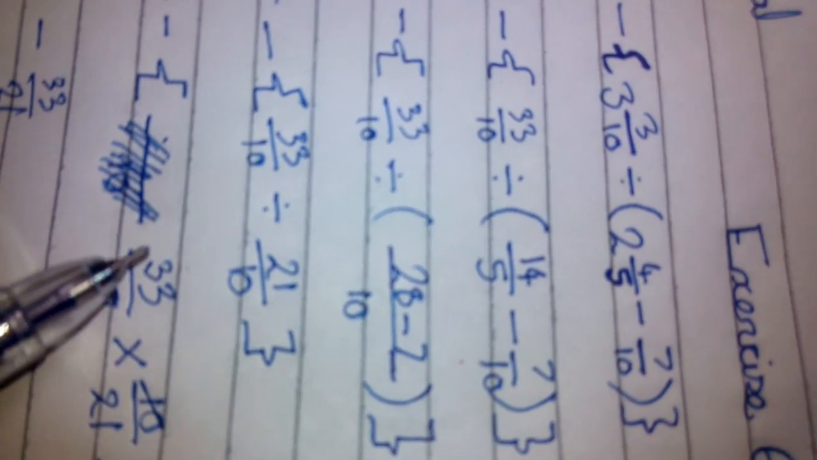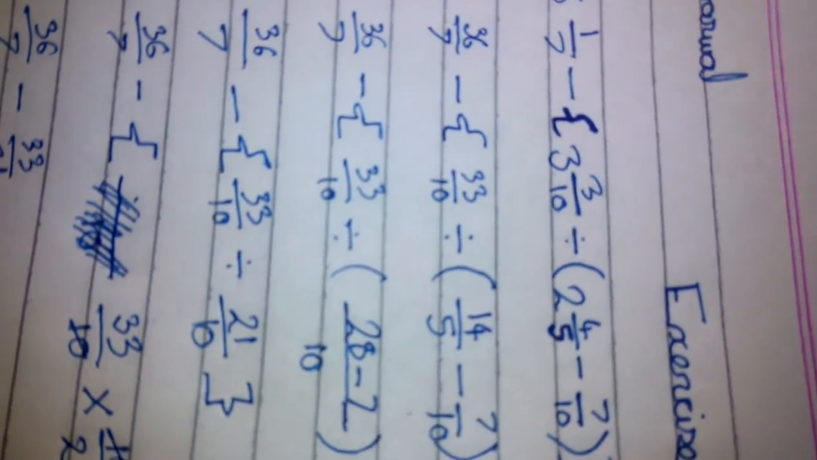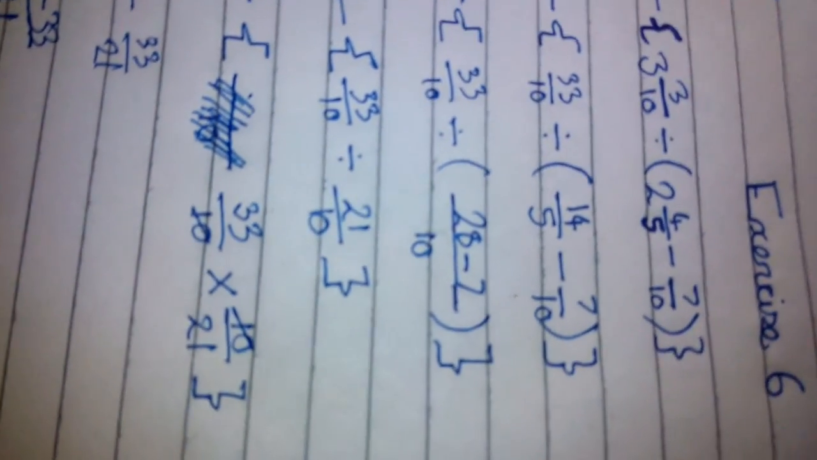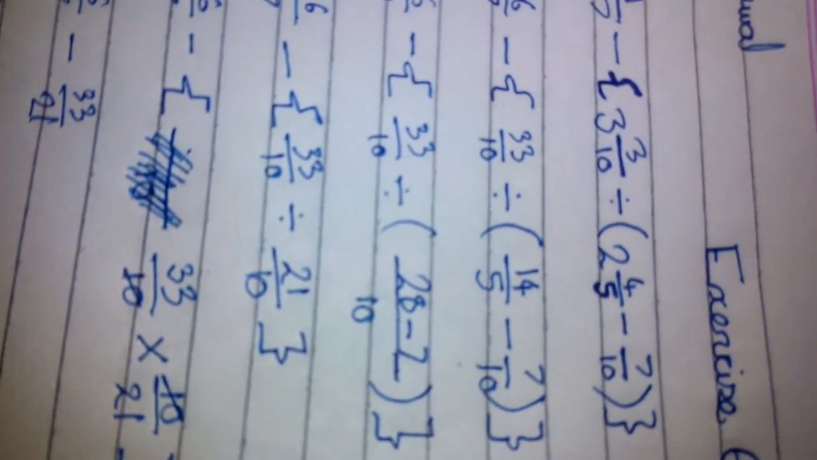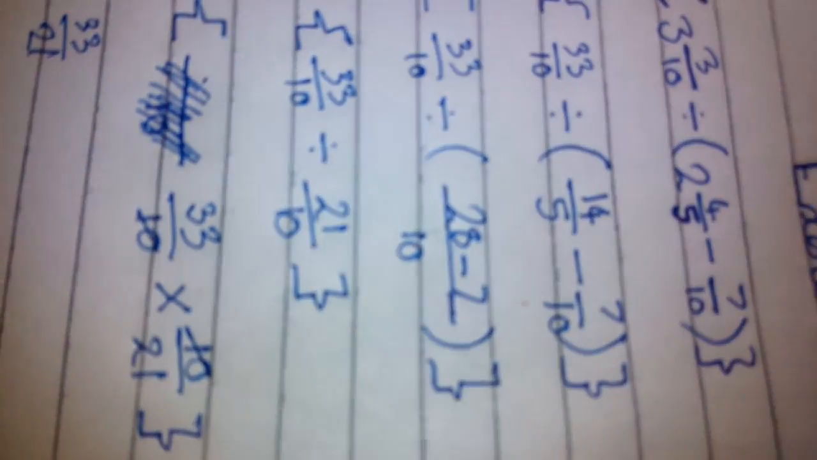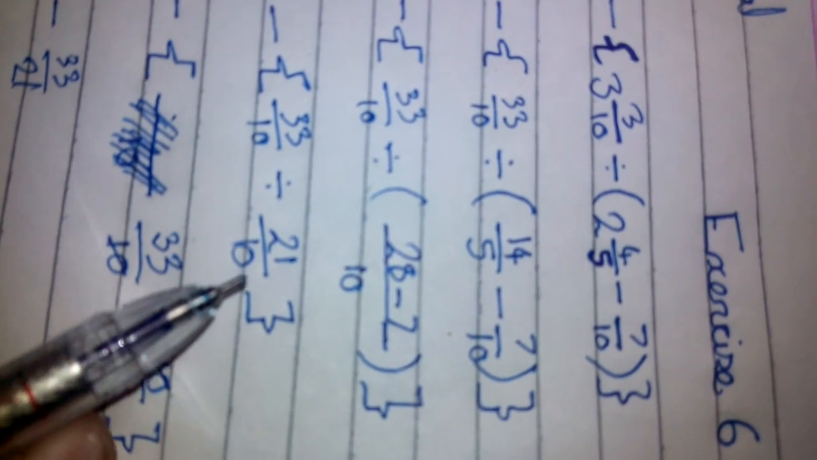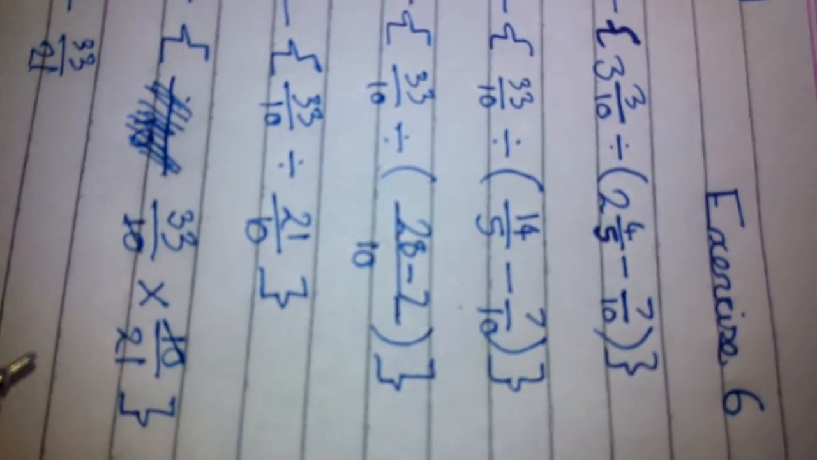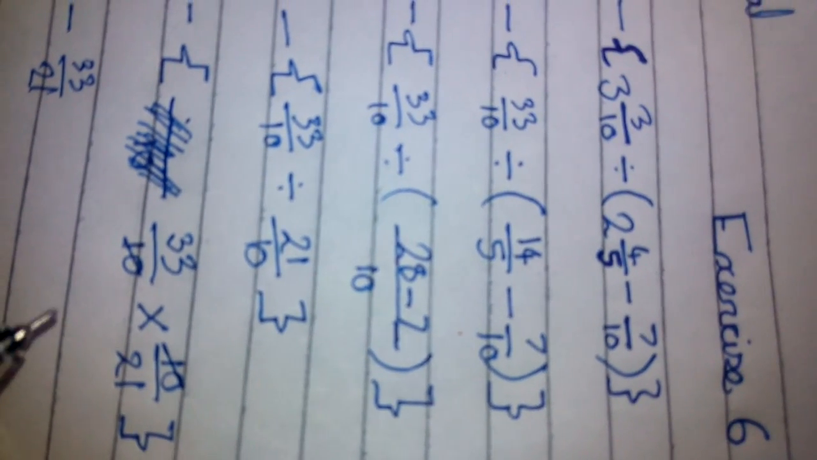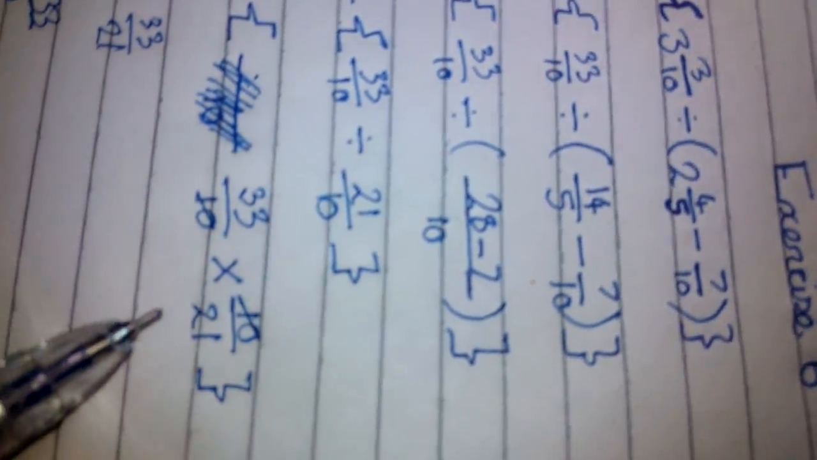Then, if you have to divide two fractions, you have to convert to the reciprocal form of the fraction which is on the right side, and that is what exactly I did over here. 21 by 10 I converted, and in its reciprocal form it became 10 by 21. So 10 and 10 got cut, and the answer was 33 by 21.